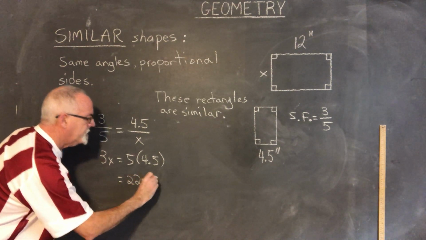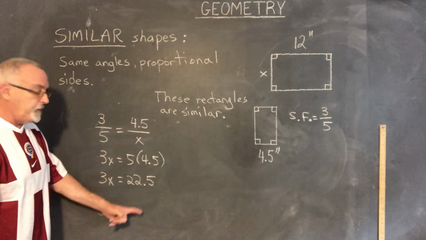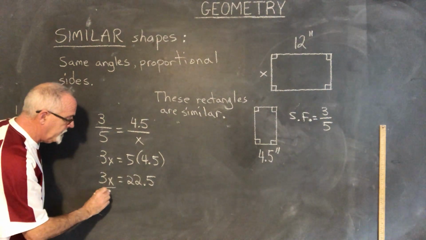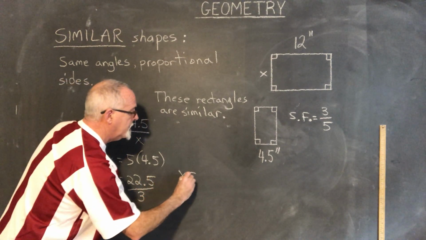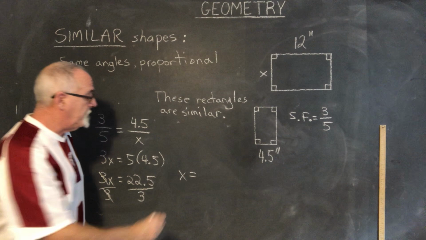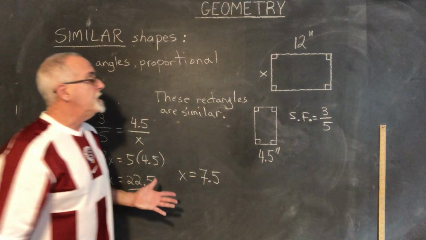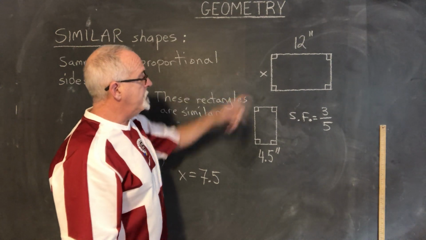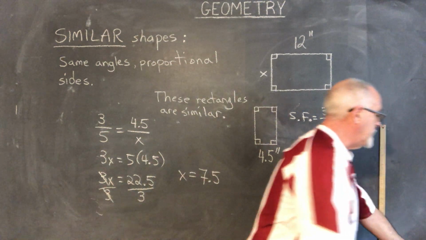And because I have learned my lesson, I will double check with the calculator. But I am going to simplify, and then I can divide both sides by 3. Cancel, cancel. My x is isolated and is equal to 22.5 divided by 3, which happens to be 7.5. I have my answer. That means this x is 7.5 inches. Then get my calculator and I'll double check it.